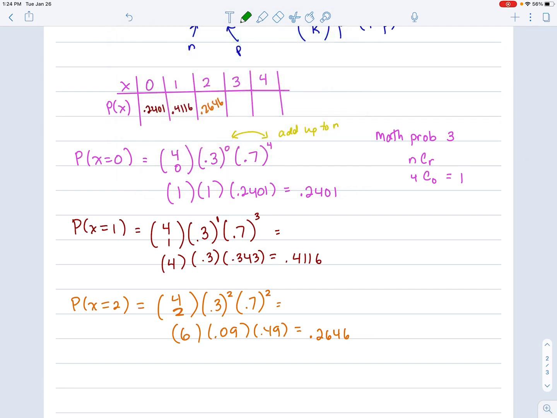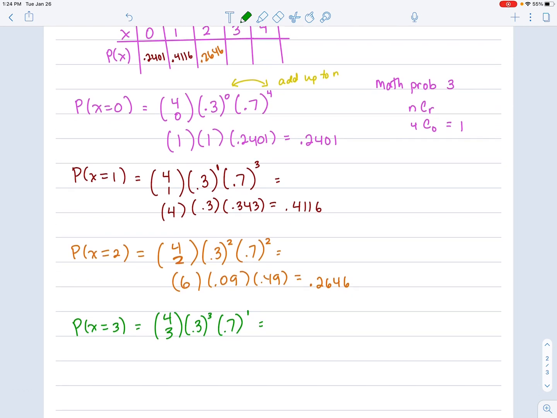Okay, we're going to do the other two. Probability that x is 3 is going to be 4-3, 0.3 to the third, 0.7 now to the first. Those add up to n. 4C3 is actually equal to 4. 0.3 to the third is 0.027. And that's 0.7. Multiply that.